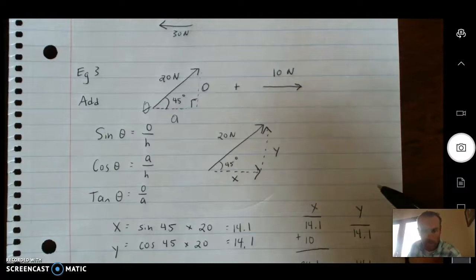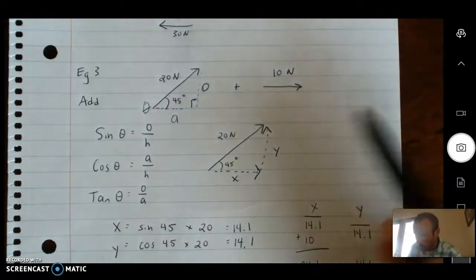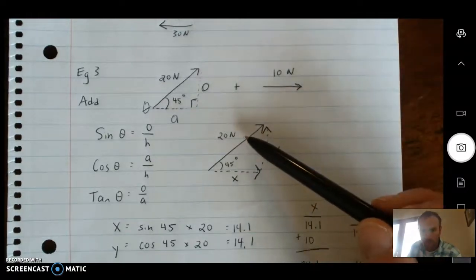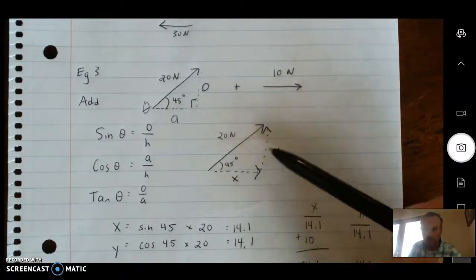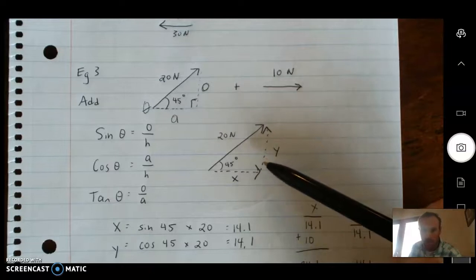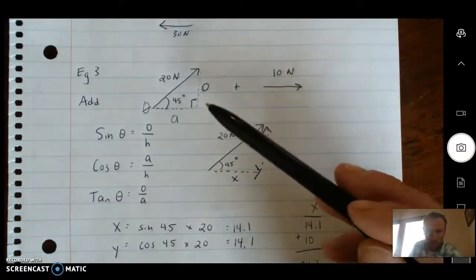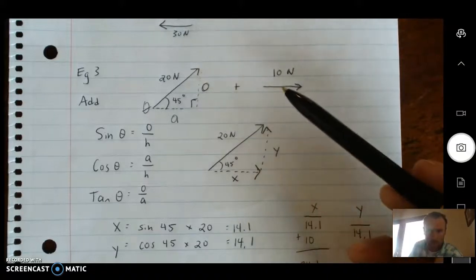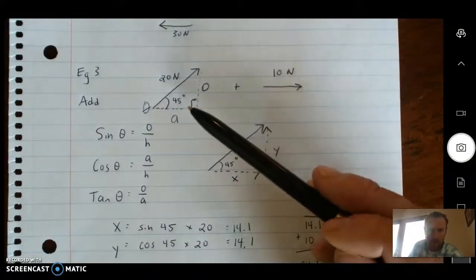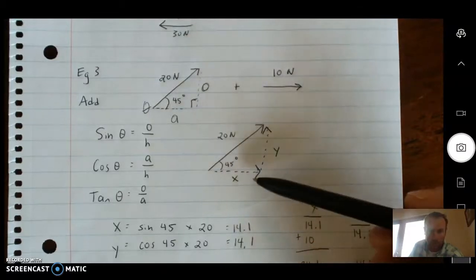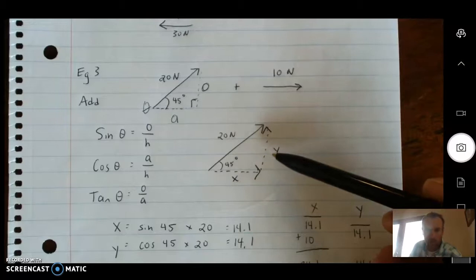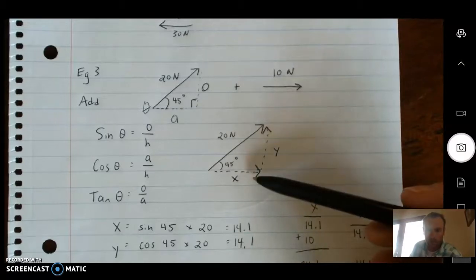But one thing I want to make sure you understand right now is once I resolve a vector into x and y components, I throw away the original vector and then I'm working just with the components. So, in order to add the 20 Newton force to the 10 Newton force, I need to resolve this 20 Newton force into its x component here and its y component here. Then it'll look a lot like the previous example.